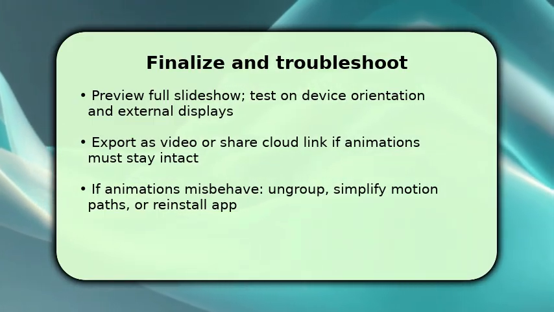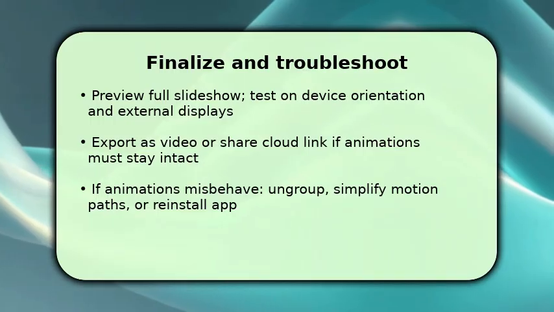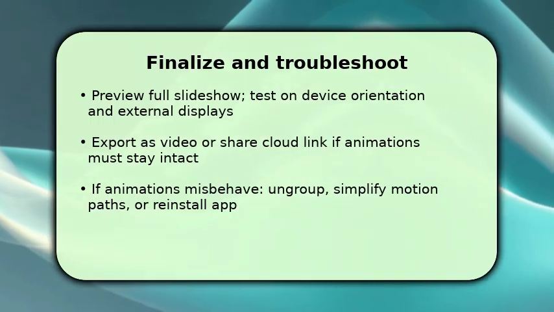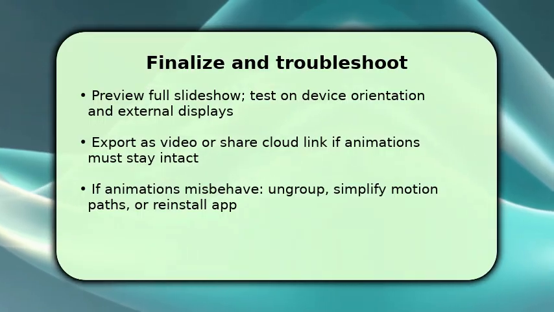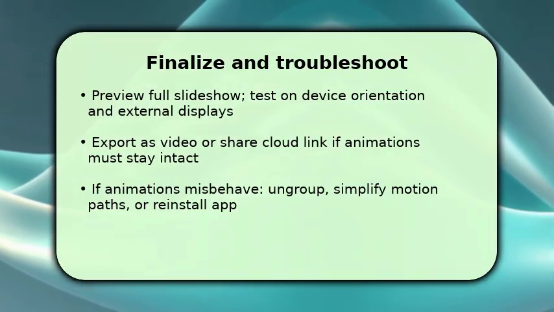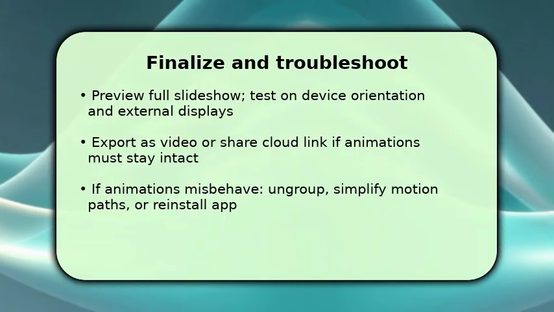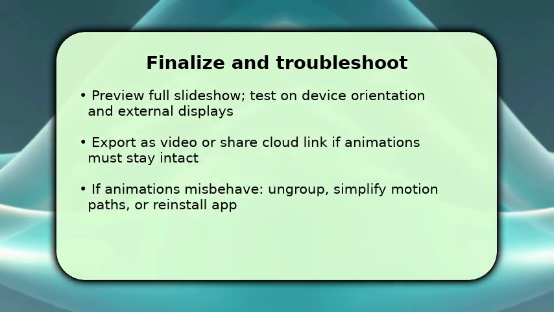If an animation stutters or won't play, ungroup complex objects, simplify motion paths, or clear and reapply the effect. Reinstall the app only if playback still fails. This resolves most issues quickly.